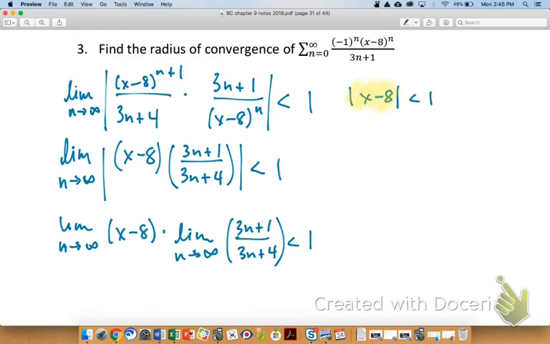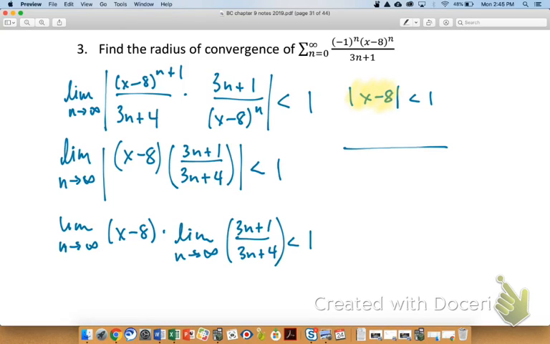It's saying some number minus 8, the absolute value of that has to be less than 1. So let's think about the numbers that work here. Does 8.5 work? Sure it does. How about 7.2? What about 9.3? No. Because 9.3 minus 8 is 1.3, and the absolute value of that is 1.3, and that is not less than 1. So it's got to be between 7 and 9.